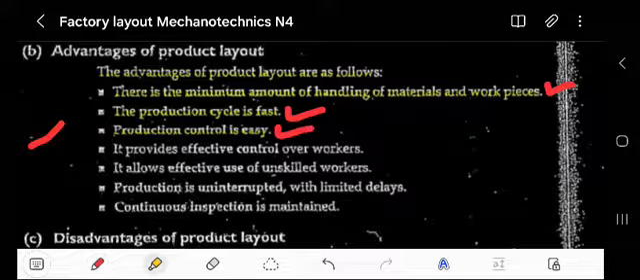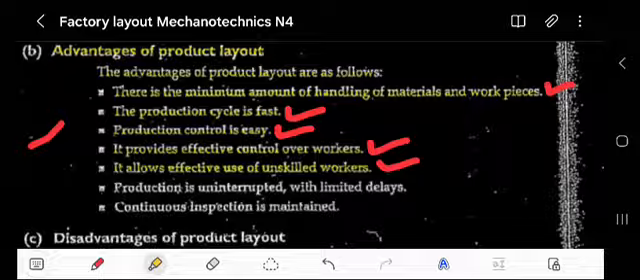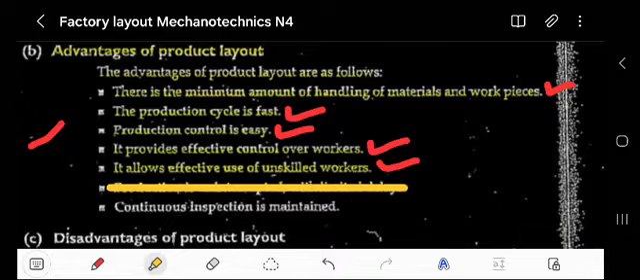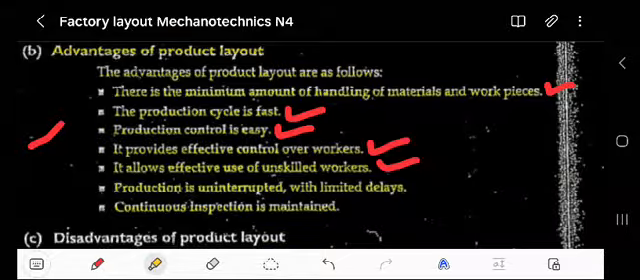Then it provides effective control over workers. It allows effective use of unskilled work. Those are advantages of product layout. Production is uninterrupted with limited delay. Continuous inspection is maintained. These are nice points, guys.